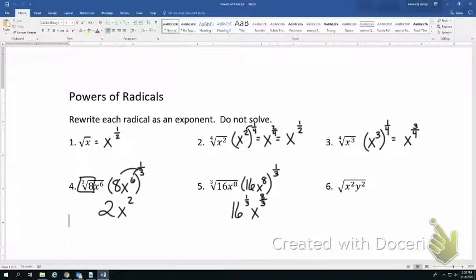And then the very last one. So I'm going to have x squared y squared to the power of what? 1/2. And whenever I do my power to a power, I'm going to end up with what? Just xy. Because 2 times 1/2 is 1.